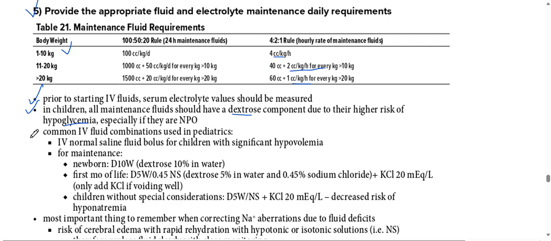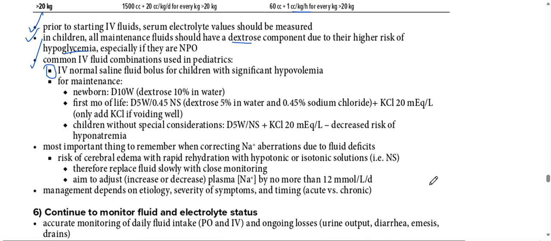Common IV fluid combination: IV normal saline is the first line, as a bolus for children with significant hypovolemia or significant dehydration, and then the maintenance fluid is there. If there's a newborn, then we give 10% dextrose water. For the first month of life, 5% dextrose water and 0.5% normal saline, and potassium chloride, all three are added. And only add potassium chloride if voiding well, meaning if the child is urinating well, then we have to add potassium chloride, especially if the potassium is low.